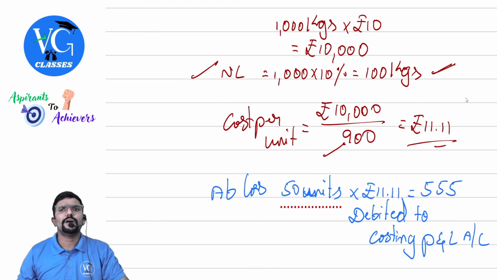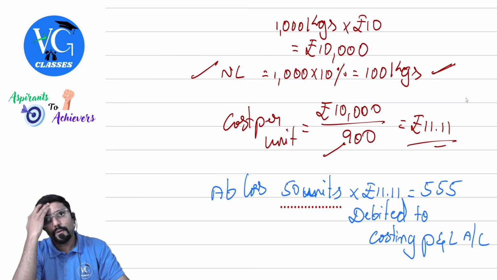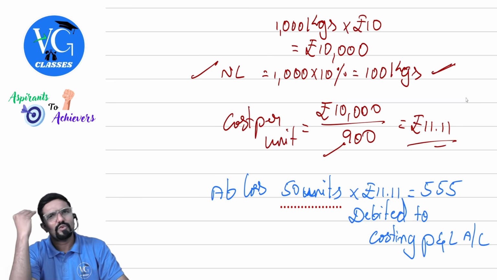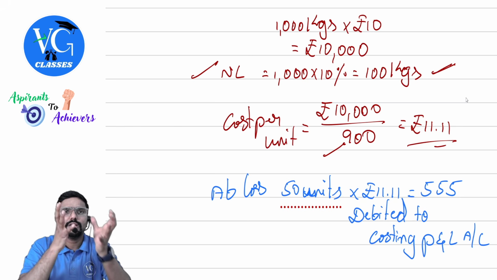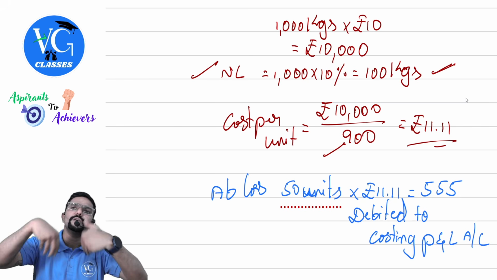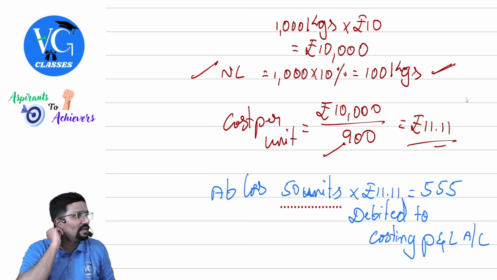Guys, come on. Normal loss is what? Which is unavoidable. No matter what, it will happen. So, will we treat that loss separately? No. What do we do? The cost of normal loss units will be absorbed by good units. So, automatically the cost of good unit will go up.